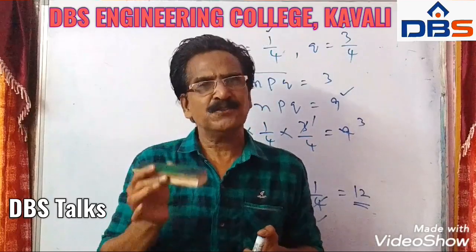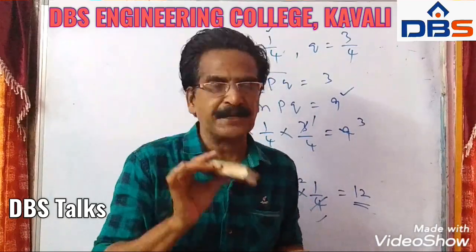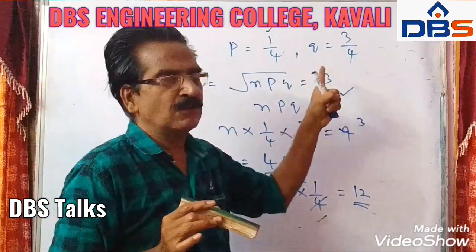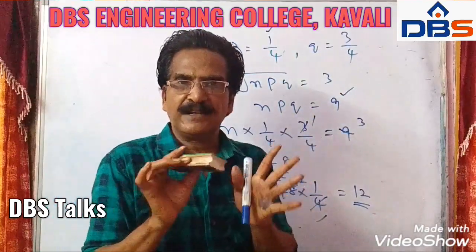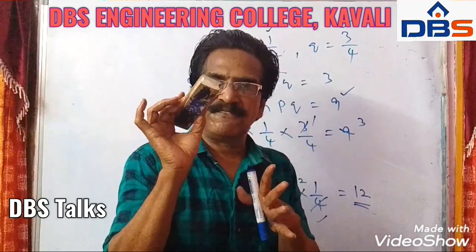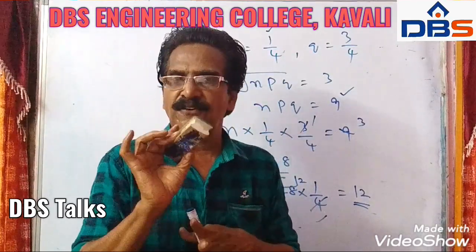Standard deviation is given. You know the standard deviation is root of NPQ, and root of NPQ is equal to 3. From that, NPQ is equal to 9. And from these three things you can find N.